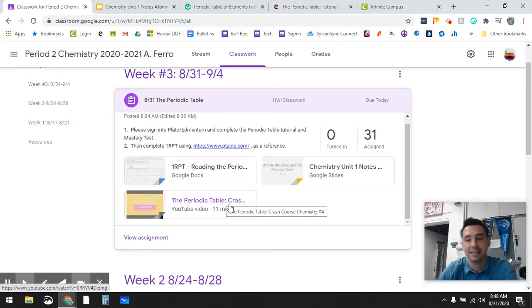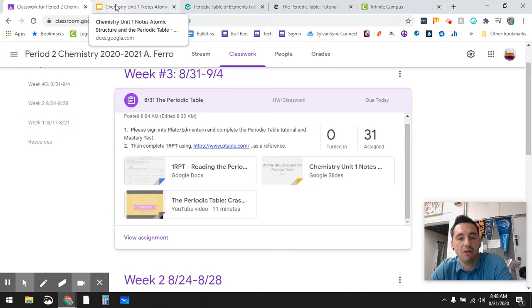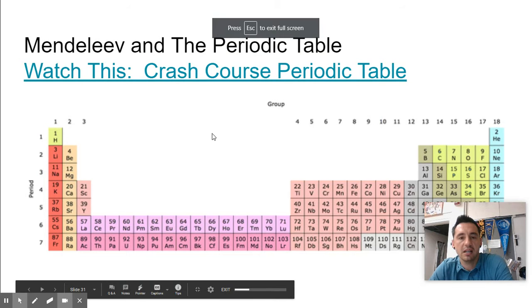All right, so also what I'm going to talk about today is the periodic table a little bit here. So I included the notes, but we're not going to go over all the notes, just a little bit of it. So again, here are the notes.